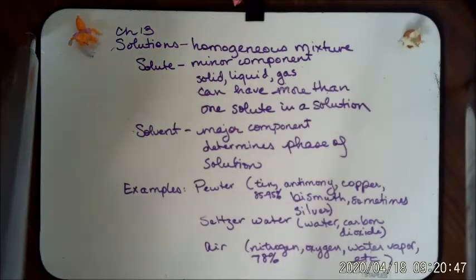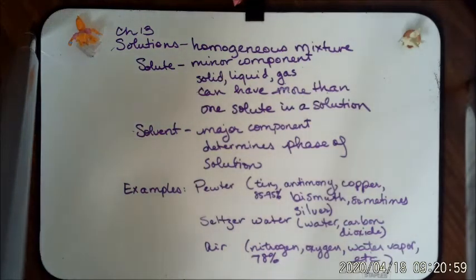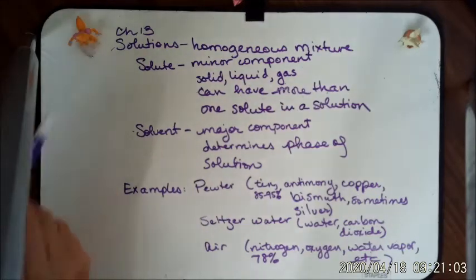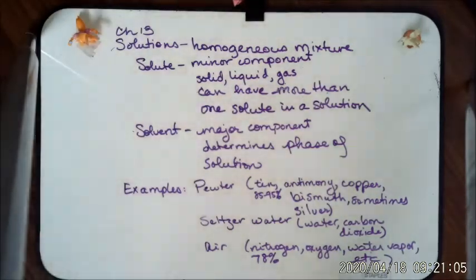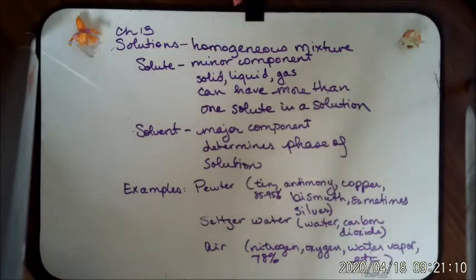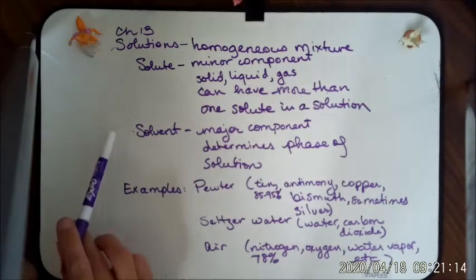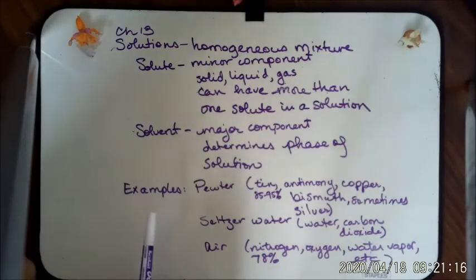Okay, in Chapter 13, we're going to be talking about solutions. So remember, solutions are synonymous with homogeneous mixture. In solutions, we have components, which is what makes up our mixture, and basically, solutes are minor components, and they can be solids, liquids, or gases, and you can definitely have more than one solute in a solution. Okay? When we talk about solvent, that's the major component.